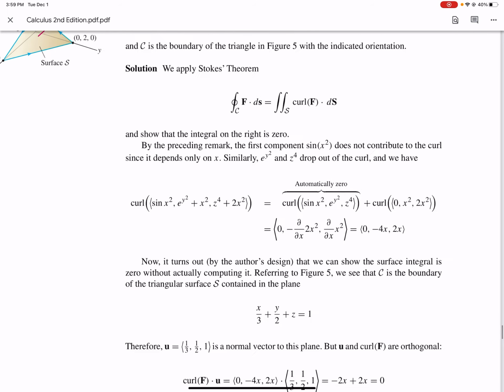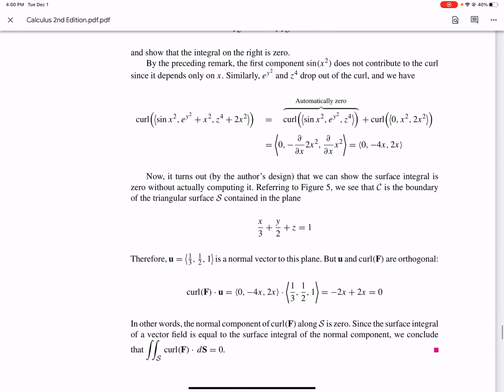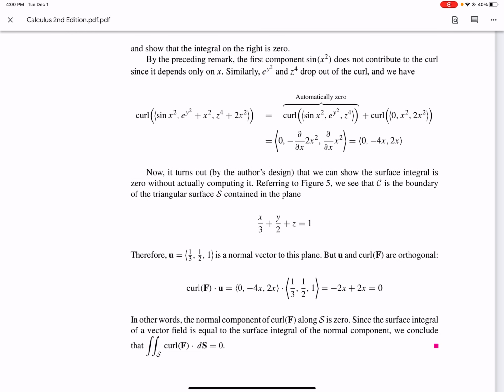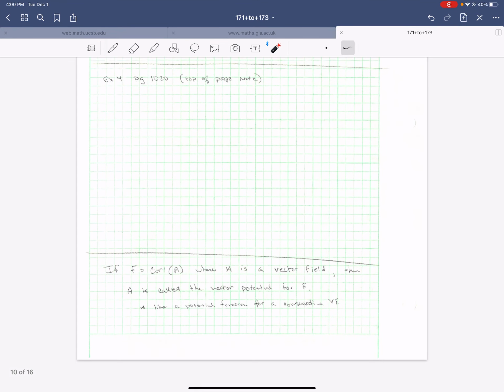And the Stokes part of it is that instead of parameterizing 3 curves and doing all of that stuff, we just stripped off the part of the curl that wasn't going to contribute, figured out the part of the curl that would, and when we did the dot product, we saw that the scalar that we got was 0, and so then that double integral is just going to be 0, so we don't have to do anything or worry about anything even. All right, so that's that.